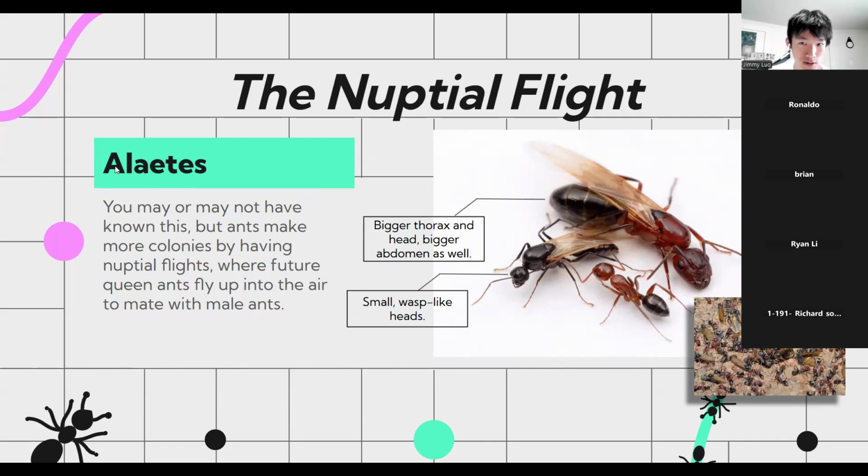We can see here there's a queen over here and a male over here. They mate, and after that, the male dies, and then the queen digs a colony, digs herself underground. This is just how everything works, right? Nuptial flights with the alates. So yeah, ants have wings, if you guys didn't know that. The male ants usually have a smaller head, right? They kind of look like wasps. And the queens have a bigger thorax and head, and also a bigger abdomen.